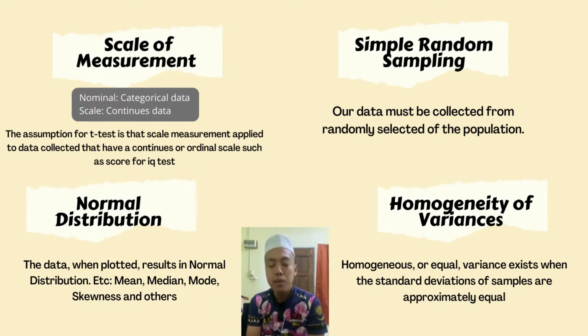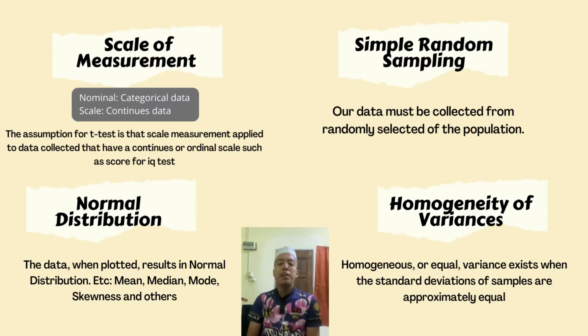What assumptions do we have for our t-test data? The first one is scale of measurement. So we have nominal and ordinal. The nominal is categorical data, but the scale is continuous data. The assumption for t-test is that the scale of measurement applies to data collected that is on a continuous or ordinal scale, such as in an IQ test. So if we have this type of scale in our data, that means we can proceed to the next part of the assumption.